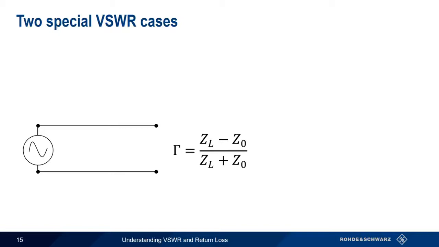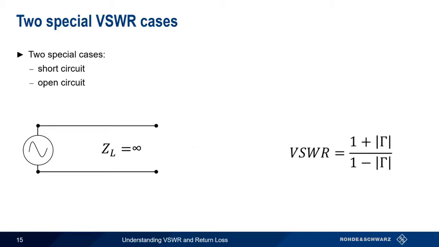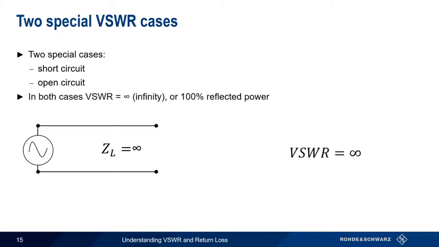There are two special cases we should discuss in terms of VSWR. The first of these is a short circuit. In this case, the load impedance equals 0 and gamma equals -1. In the case of an open circuit, load impedance is infinite, and gamma equals 1. If you plug either 1 or -1 into the VSWR equation, you get the same result, a VSWR of infinity, which means 100% of the forward power is being transmitted back towards the source. Needless to say, having 100% of the forward or transmitted power reflected back to the source is usually neither expected nor desired.